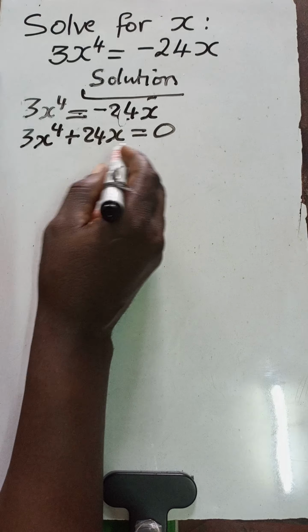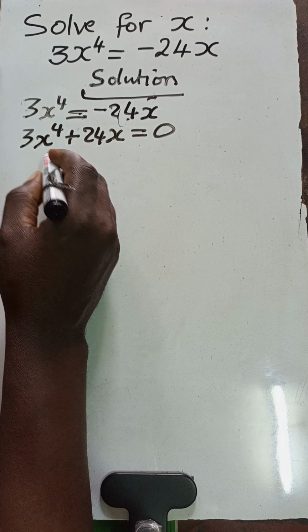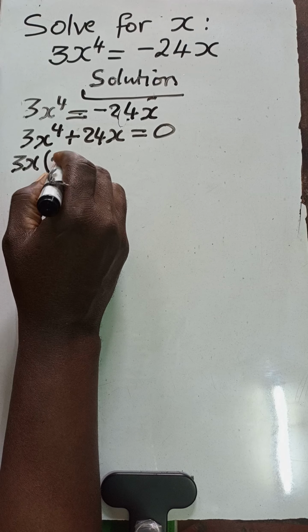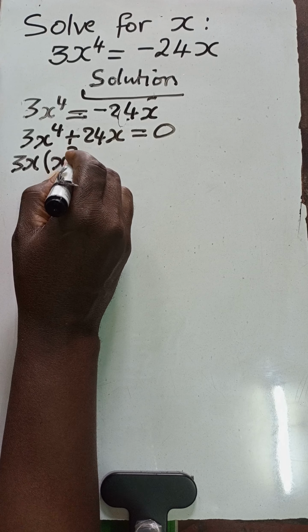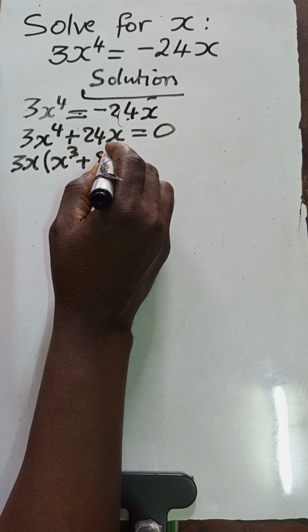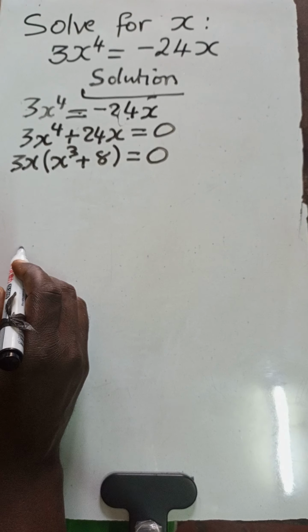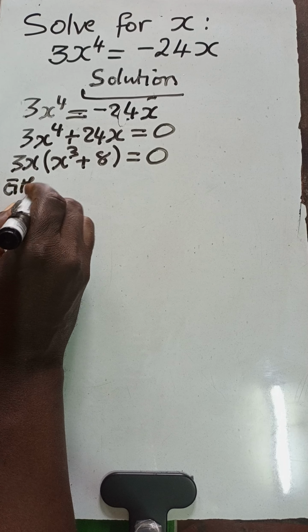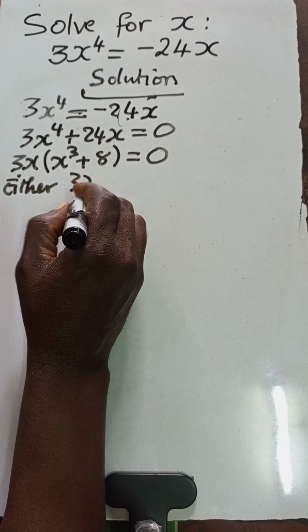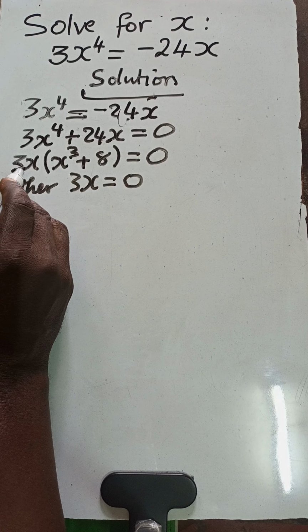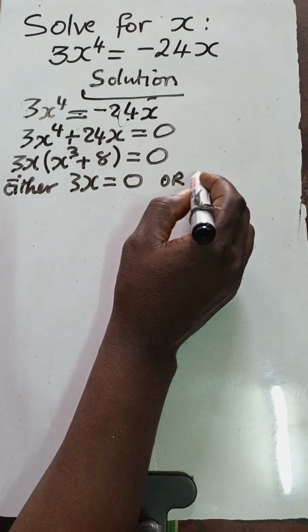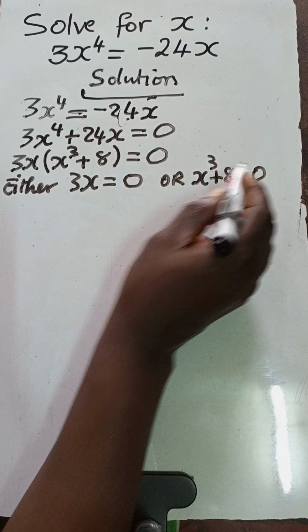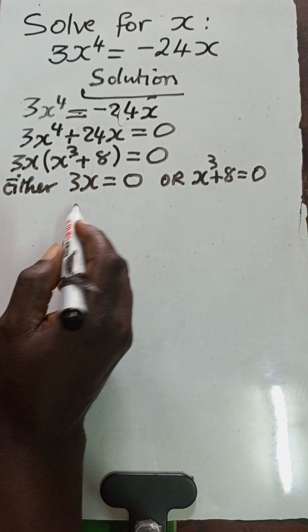Now, we can go ahead and factorize out 3x since 3x is common. So we'll factorize out 3x. We're going to have 3x into x cubed plus 8 is equal to 0. Now we have the product of two expressions giving us 0. Then it therefore means either 3x, the first expression, is 0, or the second expression, which is x cubed plus 8, must be 0. Either this is 0 or that is 0.